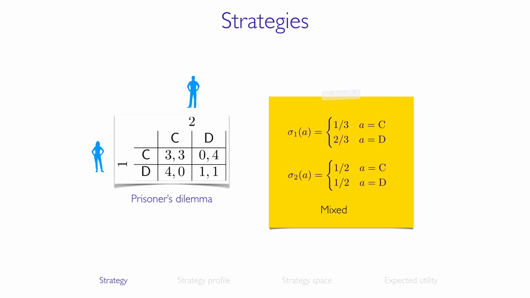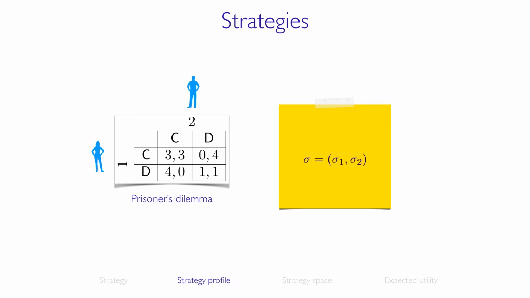When a strategy does not prescribe that an action is played with a probability of 1, it is called mixed. Instead, when a strategy puts probability 1 on an action, it is called pure. The combination of a strategy per player, in the picture sigma 1, sigma 2, is commonly denoted with sigma without any index, and it is called strategy profile. In general, a profile is composed of one element per player.